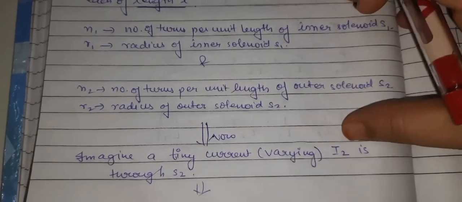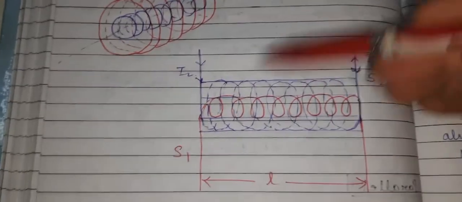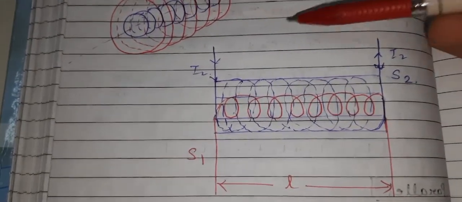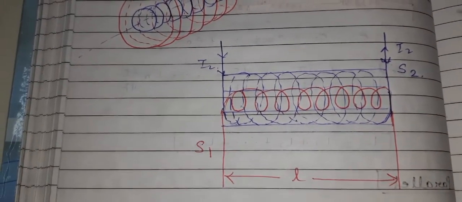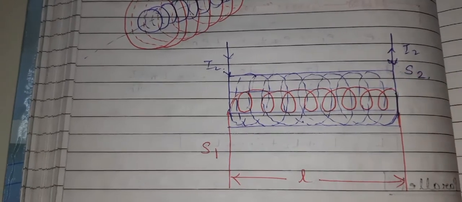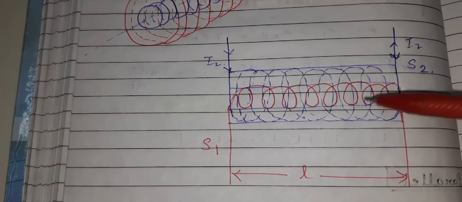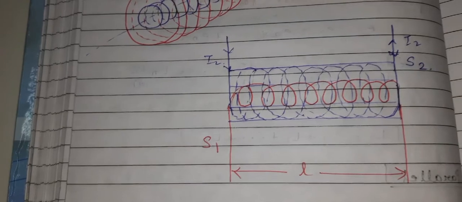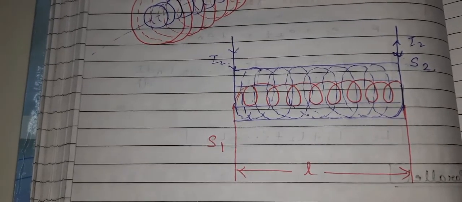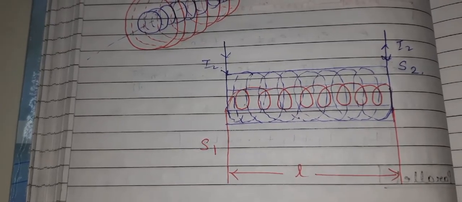The tiny current, I2, is flowing through S2. That means in the outer solenoid we are passing a small tiny current, which we name I2, passing through the S2 coil. We have not passed any current through S1, which is inside. We are passing a very small amount of current through the outer coil.